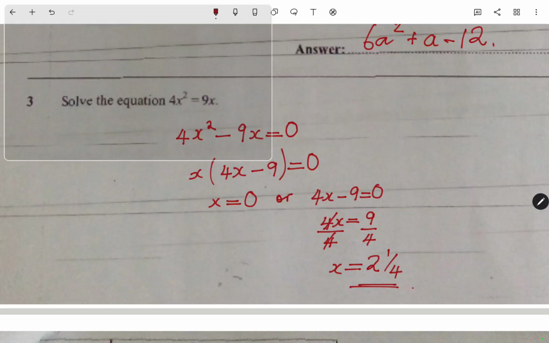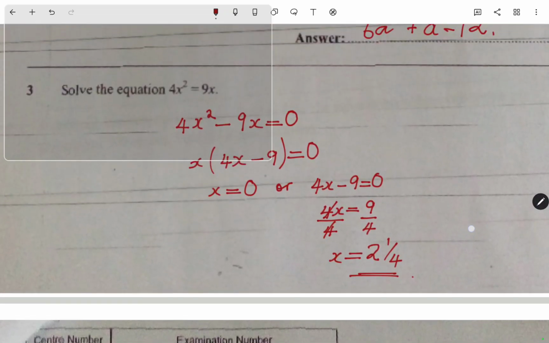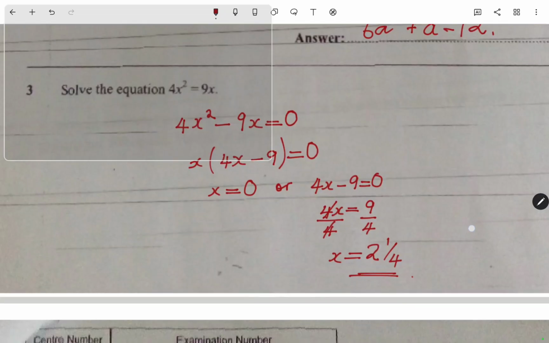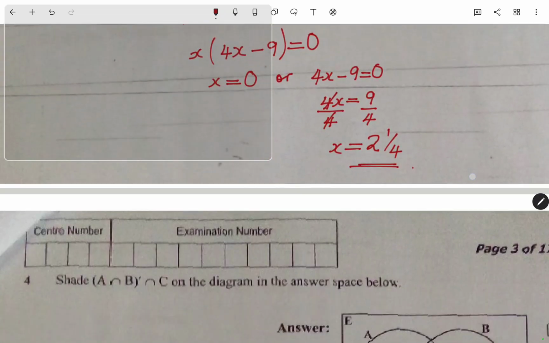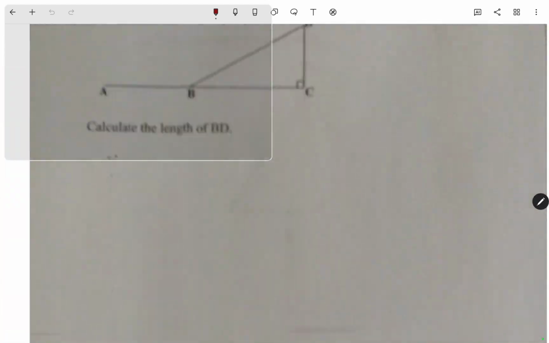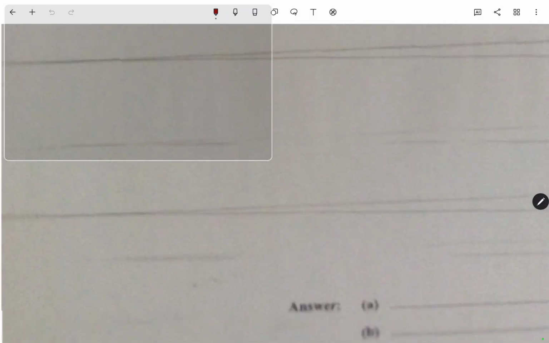Okay, I don't know if there's any question. Remember, each time you have a quadratic equation, there are two values of x. So in this case, x is equal to 0 or x is equal to 2 and a quarter. Okay, so we're done with the third question. We can look at the last.